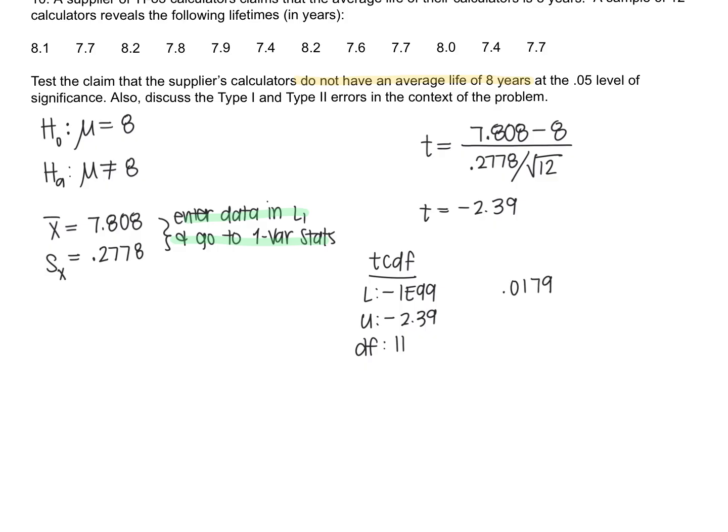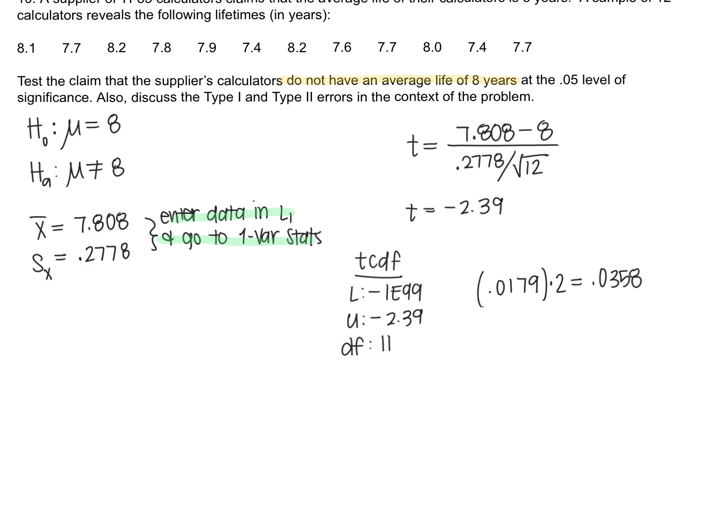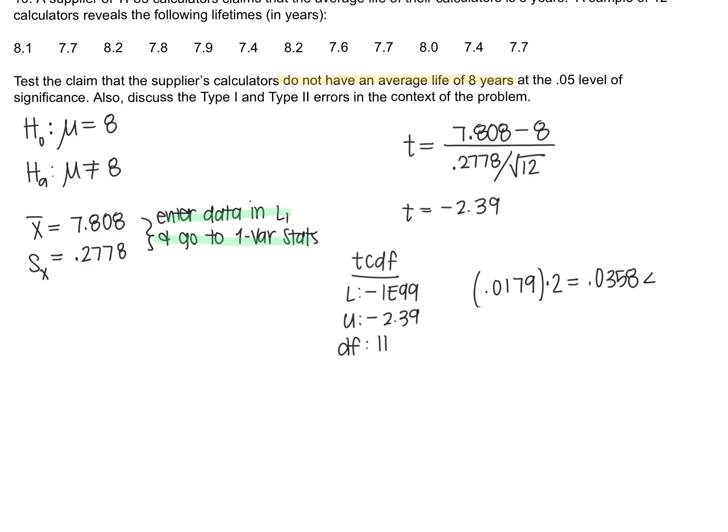So we end up with 0.0179, but this is not our p-value. So because our alternative hypothesis is does not equal, we have to double this number, and our p-value is 0.0358, which is less than alpha, which is 0.05. So double the p-value when HA does not equal.